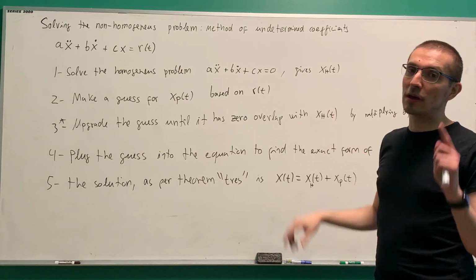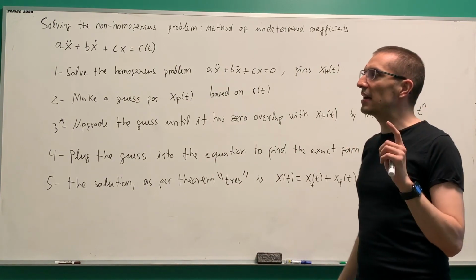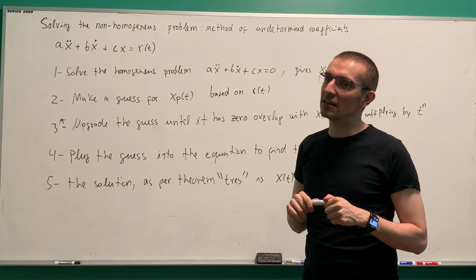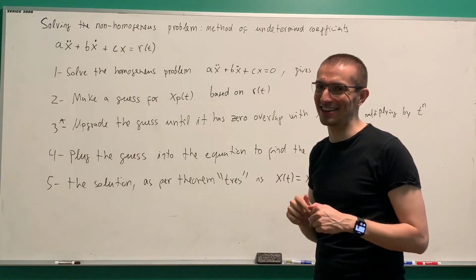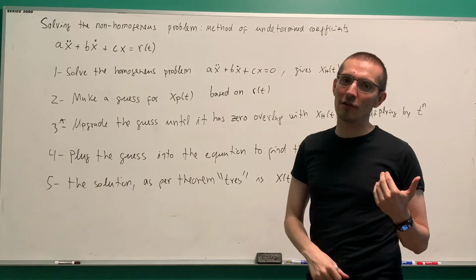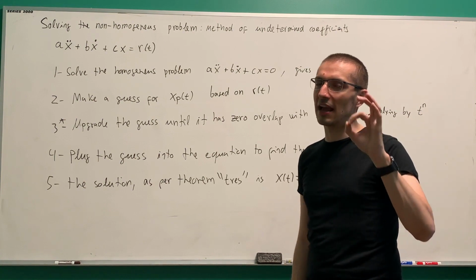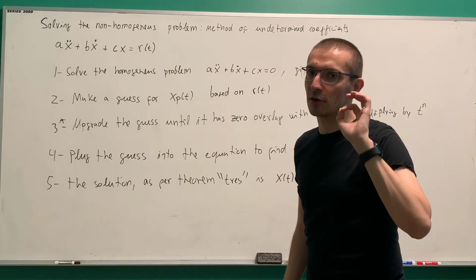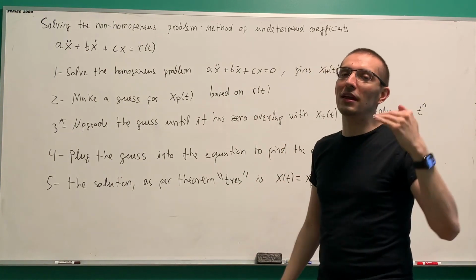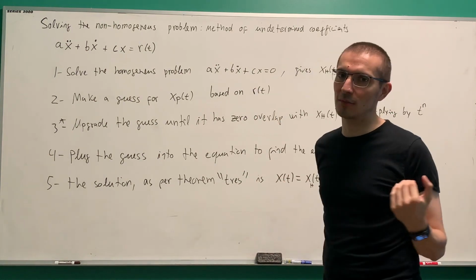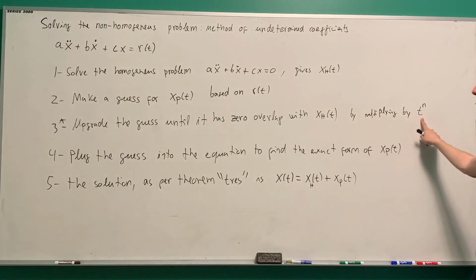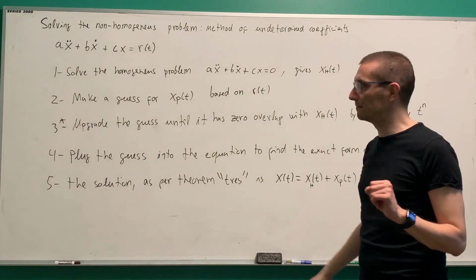After making the guess, there's one thing we need to check. Is my guess a solution of the homogeneous problem? Because if it is, it's not a good guess, as we will discuss. So what happens if my guess happens to be a solution of the homogeneous problem? Well, you're slightly screwed if that's the case. So you need to upgrade your guess in order not to be exactly like a solution to the homogeneous problem. We will see how. How do I upgrade it? Well, multiplying by powers of t. We will learn how exactly.